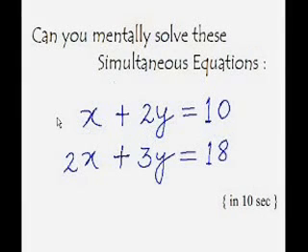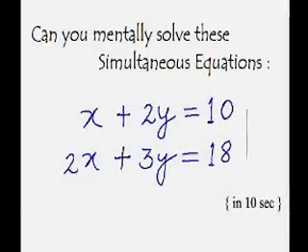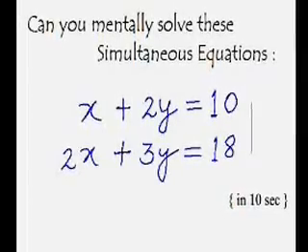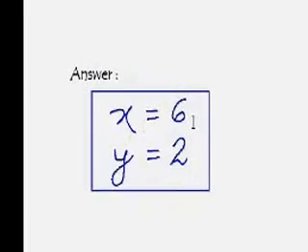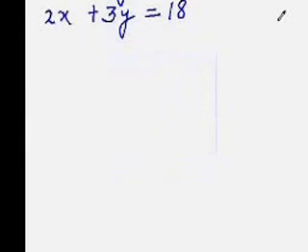Can you mentally solve these simultaneous equations in 10 seconds? Did you say no? Come on, at least give it a try. Your time starts now. Your time is up. The correct answer is x equal to 6, y equal to 2.